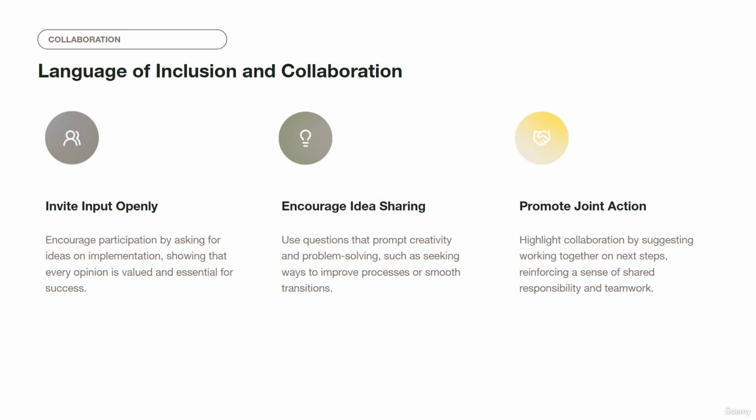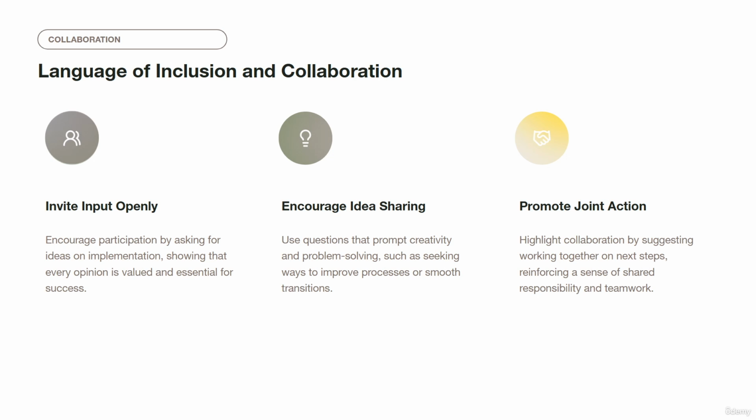Encourage idea sharing. Use questions that prompt creativity and problem solving, such as seeking ways to improve processes or smooth transitions. Remember, if you've got people who are working 8, 10, 12 hours a day in a very specific process, and you are a manager or a leader with a sort of overview of everything, probably these people are going to have quite precise insights that you don't have and know the reality on the ground that you might not. So it's always worth asking.